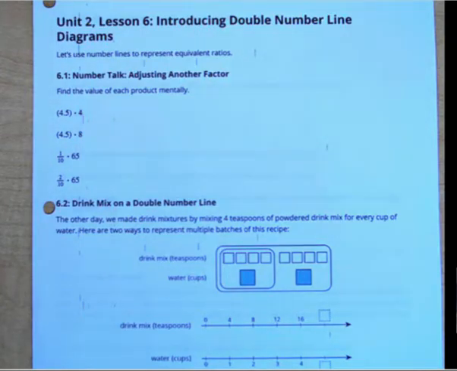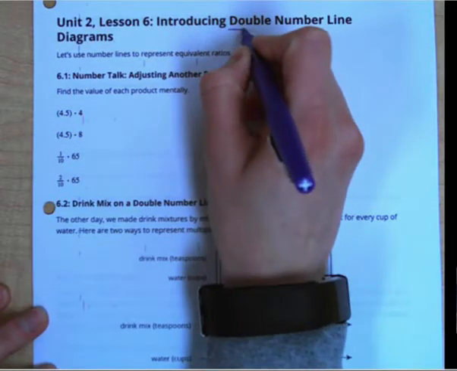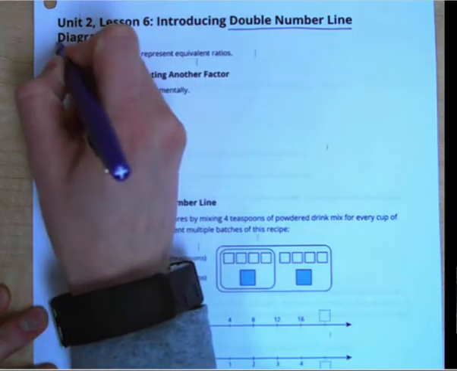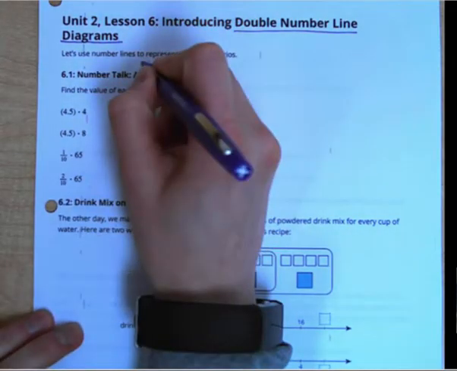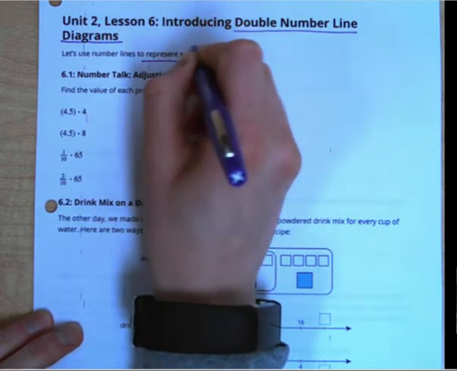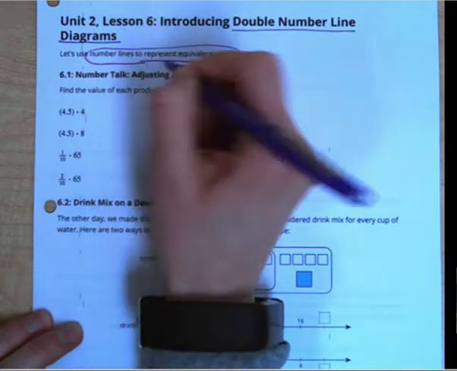Welcome to the video for lesson 6, which is going to introduce us to the double number line diagram. This is something that we will use quite a bit in the rest of this unit, also in unit 3. And it's just a really good strategy going forward. What we're going to do with double number lines is see how they represent equivalent ratios and help us find equivalent ratios.